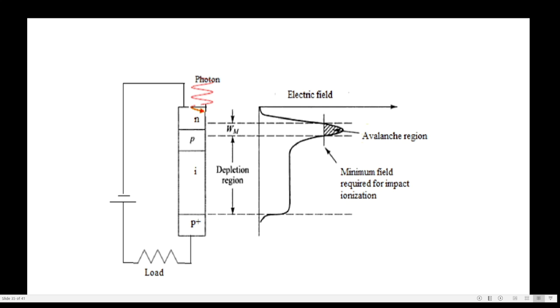In this block diagram, the avalanche photodiode is properly biased. When the light enters the device through the N region, at the junction point of P and N there is a multiplication region. The width of the multiplication region is Wm, and there is the depletion region. At the junction point or at the multiplication region, the field strength is very high.